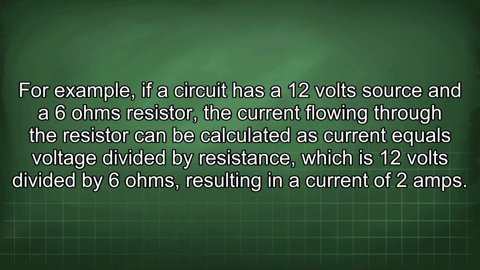For example, if a circuit has a 12-volt source and a 6 ohm resistor, the current flowing through the resistor can be calculated as current equals voltage divided by resistance, which is 12 volts divided by 6 ohms, resulting in a current of 2 amps.